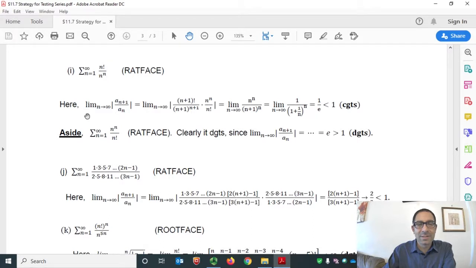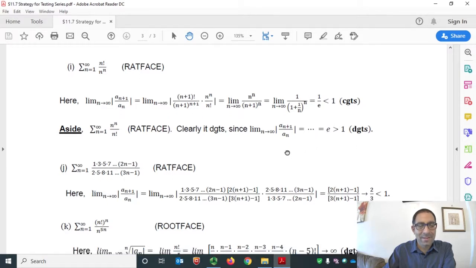So here the limit as n goes to infinity of the absolute value of the n plus 1th term over the nth term equals the limit as n goes to infinity. So a_(n+1) is putting n equals n plus 1, so n plus 1 factorial over n plus 1 to the power n plus 1, divided by a_n, which is n factorial over n to the n, then we flip it. Then simplify, so this turns out to be 1 over e, which is less than 1, so it converges. Aside, if you flip this term of the series here, then obviously it diverges.